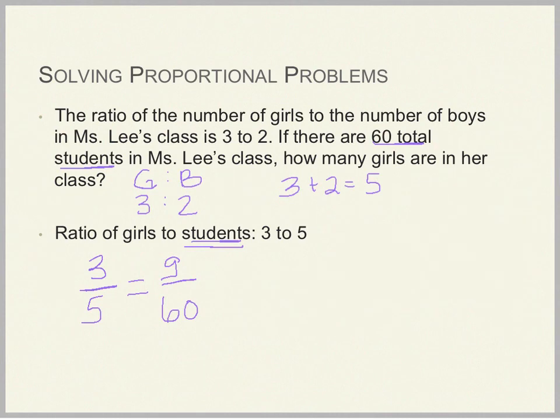Lee's class. Now we have set up our proportional statement where we can cross multiply, getting 3 times 60 equals 5 times G, or our number of girls. Solving this by dividing by 5 on both sides, I would see that the number of girls is 36.